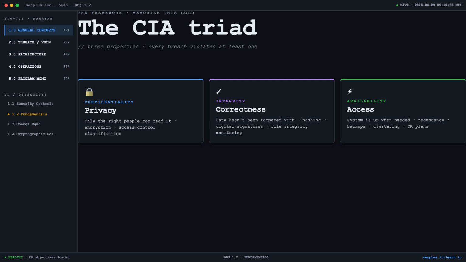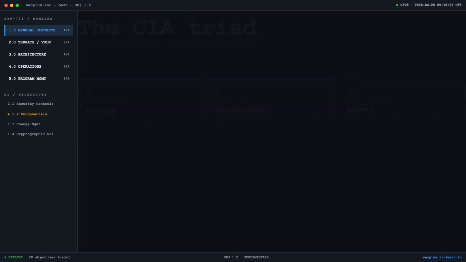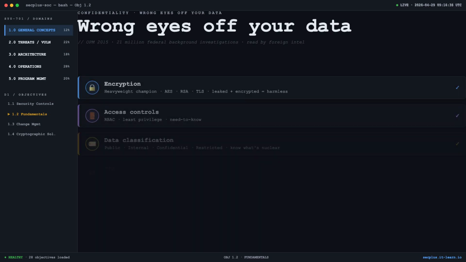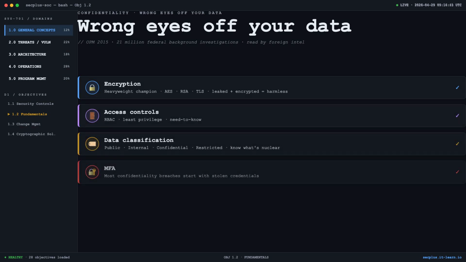The exam will quiz you on this triad more than any other framework in Domain 1. Read every scenario through the CIA lens first. Confidentiality controls keep the wrong eyes off your data. Encryption is the heavyweight champion. AES, RSA, TLS. If the data leaks but it's encrypted, the leak is meaningless. Access controls are next. RBAC, least privilege. Then data classification, labeling data public, internal, confidential, restricted so people know what to treat as nuclear. MFA backstops the whole thing because most confidentiality breaches start with stolen credentials.